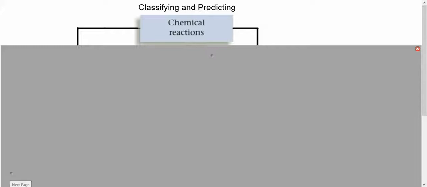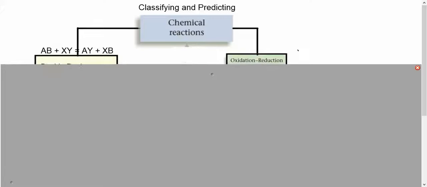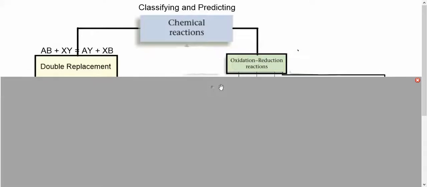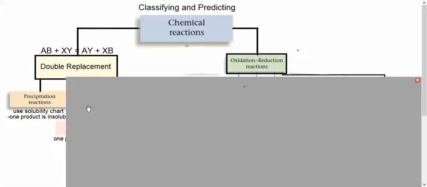We use this flowchart to help us assign subtypes. All chemical reactions that we will be dealing with in this course are either double replacement reactions or oxidation reduction reactions. So it's either double replacement or oxidation reduction. If it's double replacement, it's one of three subtypes: precipitation.